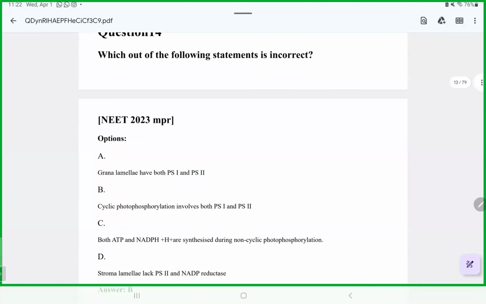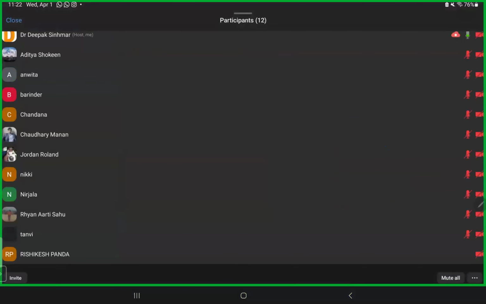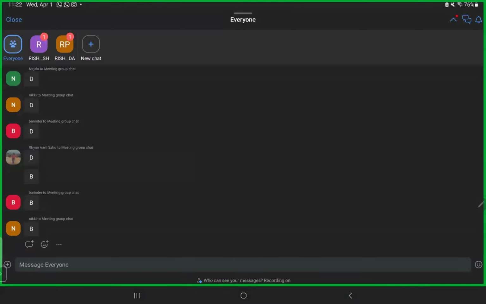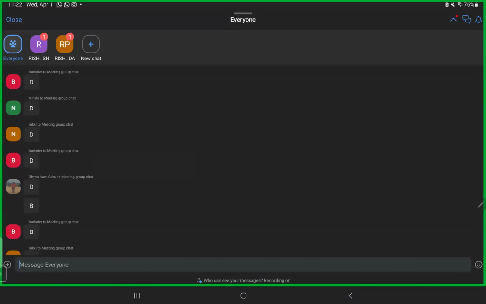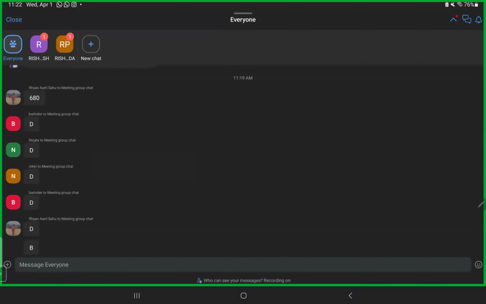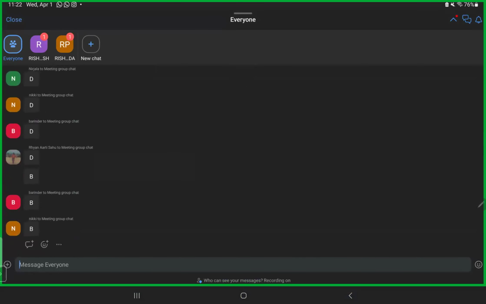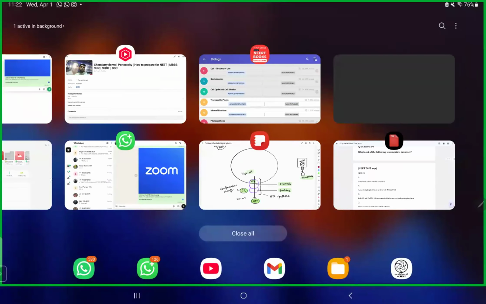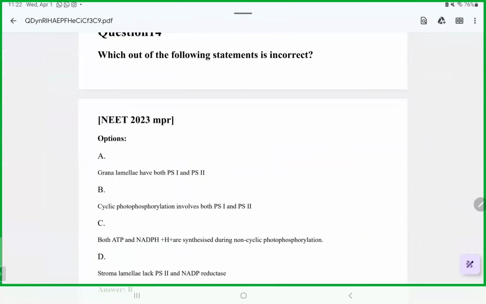Let me see how many of you wrote the answer. 5 people. Nikki B, Varinder B, Rayan D B, Varinder D. Only 3 people answered in the chat box. I don't know why. Okay, you can answer directly. Right. So remember, grena lamella means non-cyclic process. Stroma lamella means cyclic process.